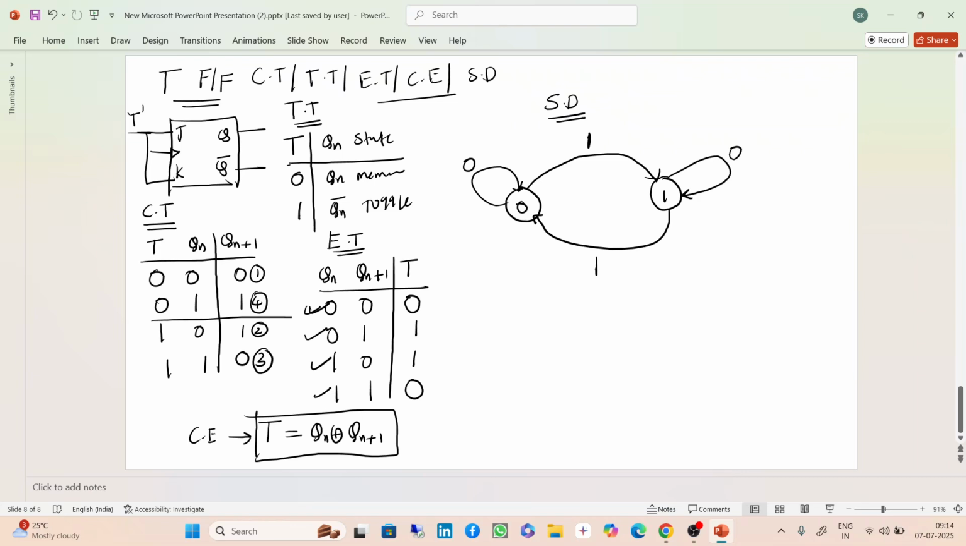Did you understand how I am drawing the state diagram? Give response. Anyone? One second.